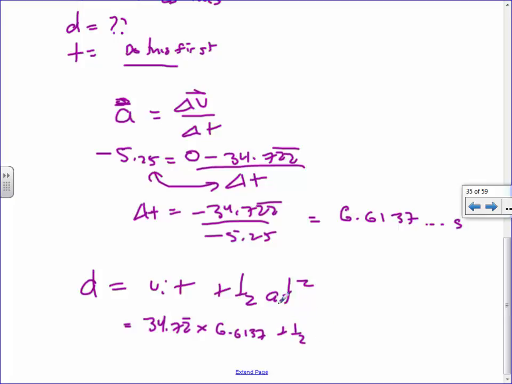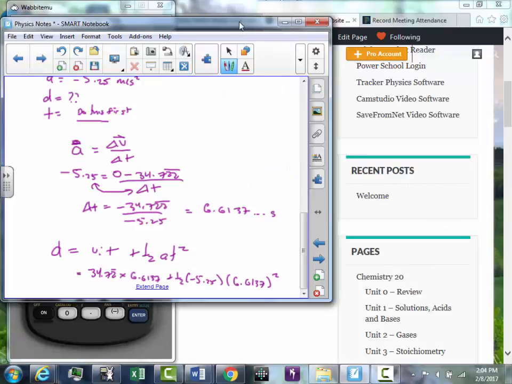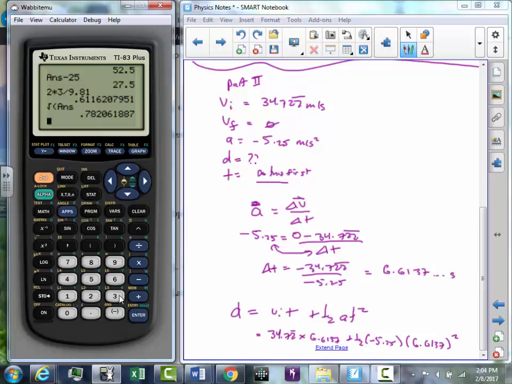Here's the really important one. You know when you use this acceleration right here though? Use the negative number. So I'm going to make that minus 5.25. And then I have to do time another time, so 6.6137 squared. Whoa. This is probably the hardest of what we end up doing. It's where you're using multiple ones of these formulas. So let's try this.